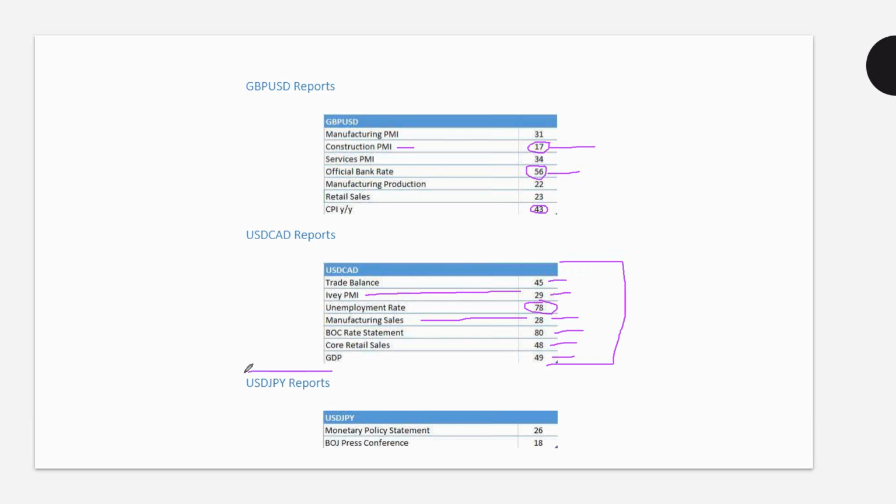Now, on the USD/JPY reports, the only ones that I actively trade would be the monetary policy statement, which is 26 pips, and the press conference, which is 18. By far, my favorite is the monetary policy statement, okay? That is your biggest mover on the USD/JPY.